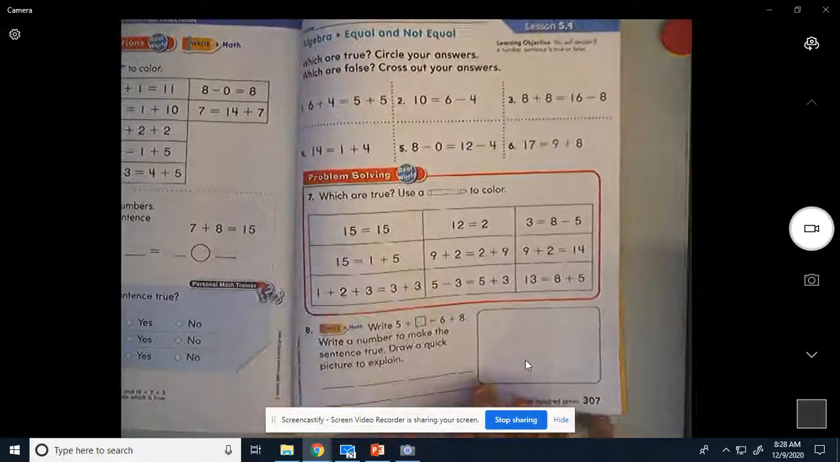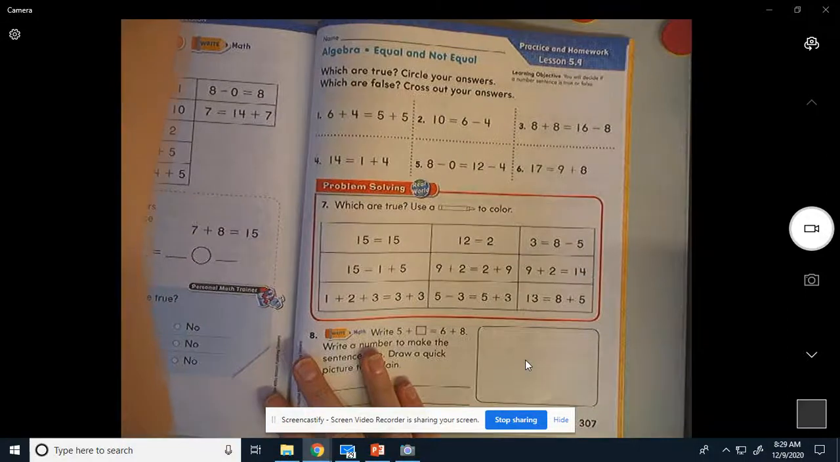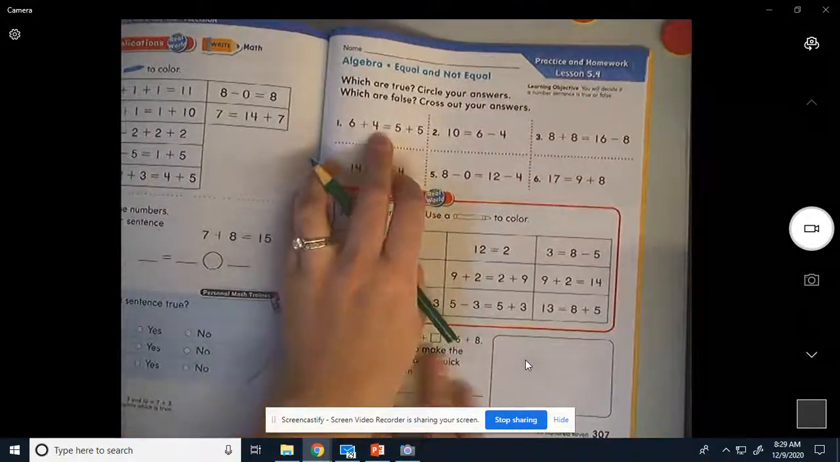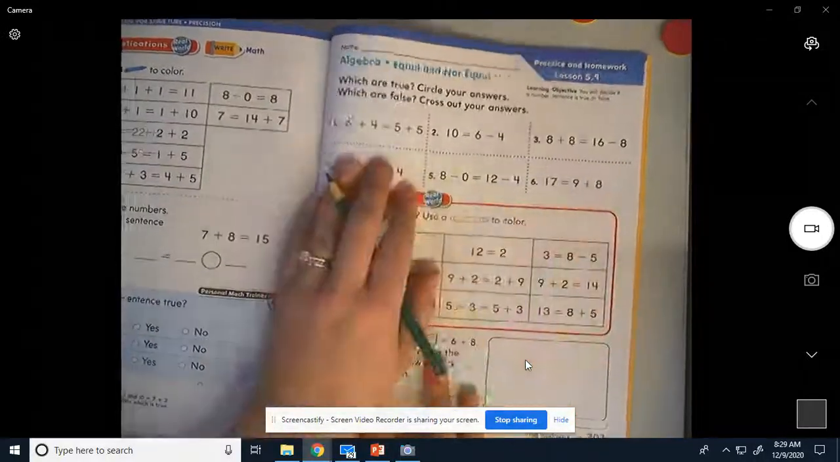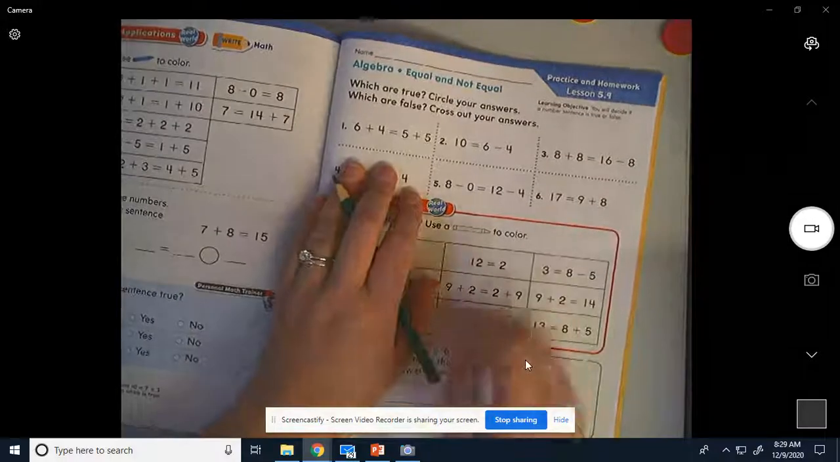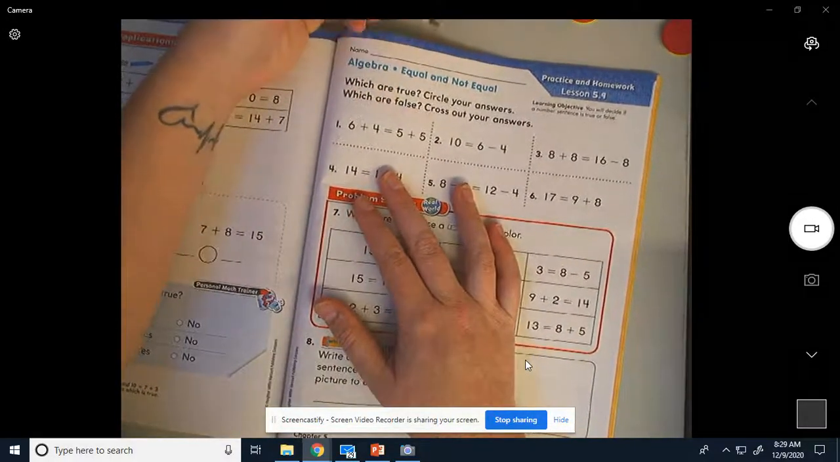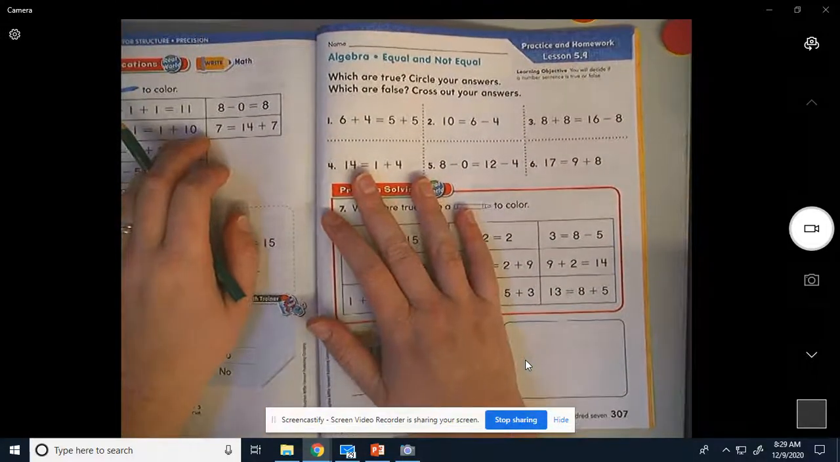All right, we are on page 307 today in our Go Math book. We're going to do one of these together, and then you're going to do the rest of these today. So we're going to find out if 5 plus 5 and 6 plus 4 are equal, if they're the same number.